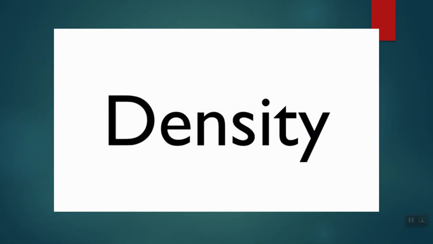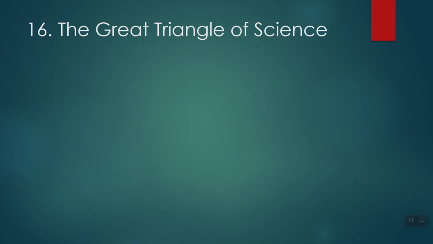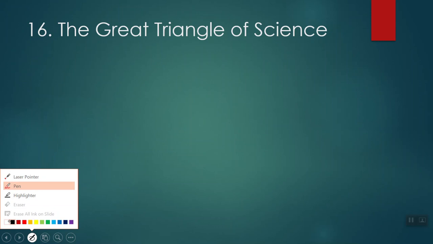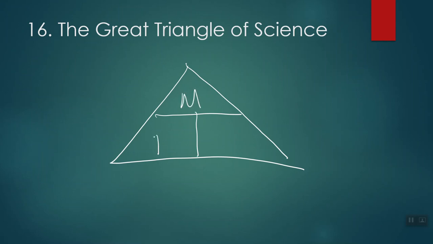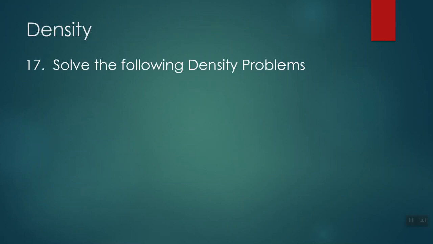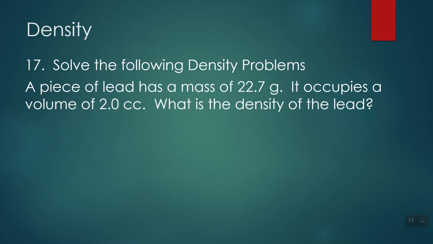So try calculating density for yourself. It's mass divided by volume. All right, so let's try doing it. What is the great triangle of science? Mountains over deserts and valleys. Let's do it. Solve the following density problems.